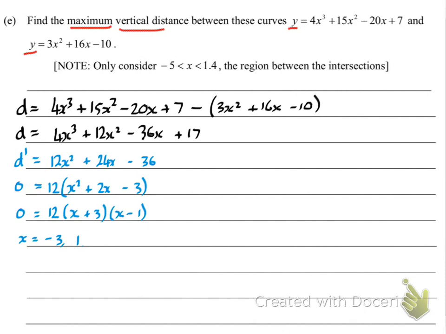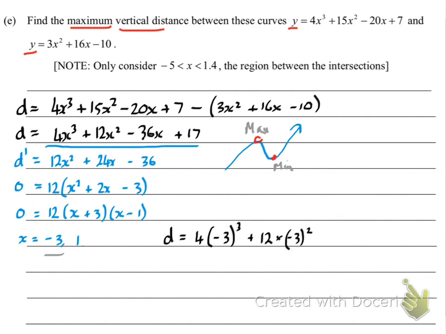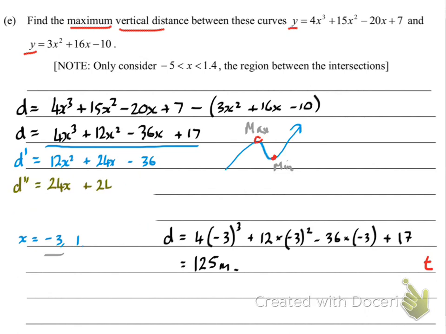Now, which is a maximum, which is a minimum? You've got a cubic function. And if you go along the x-axis, the maximum comes first, so negative 3 will be your maximum, 1 will be your minimum. So you put negative 3 into the equation, and you work out the distance is 125 meters. Now if you wanted to show off, you could have double differentiated to show that negative 3 was negative, so therefore is a maximum. So that's the calculus way of showing that it is a maximum.